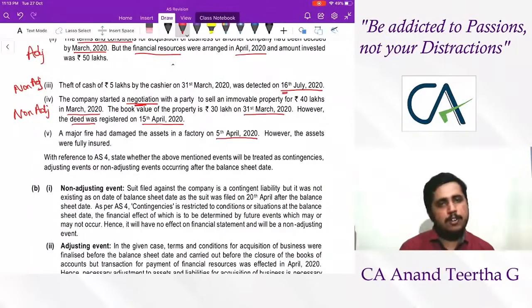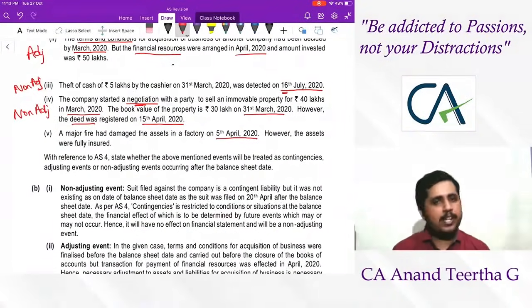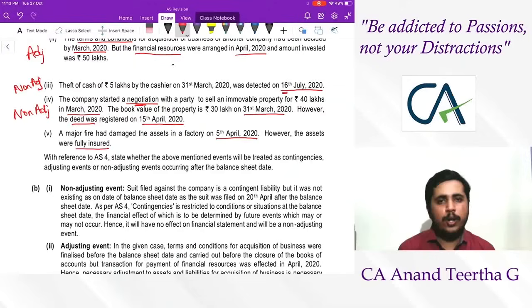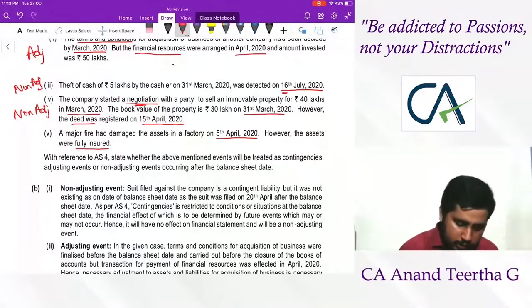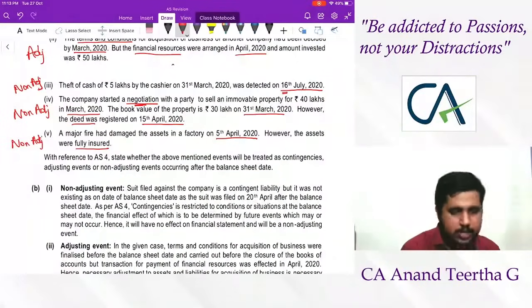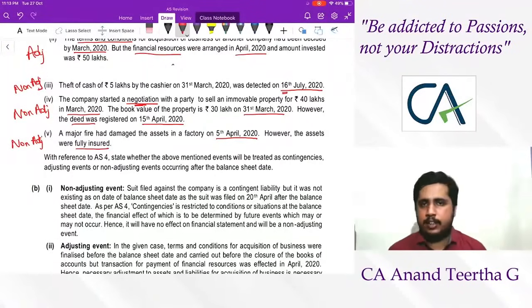However, the assets were fully insured. 5th April is a new event, fully insured. So therefore, the going concern assumption will not go wrong. So it's a non-adjusting event for sure, and you just have to give a disclosure in the directors' report. So that's how you have to answer this.